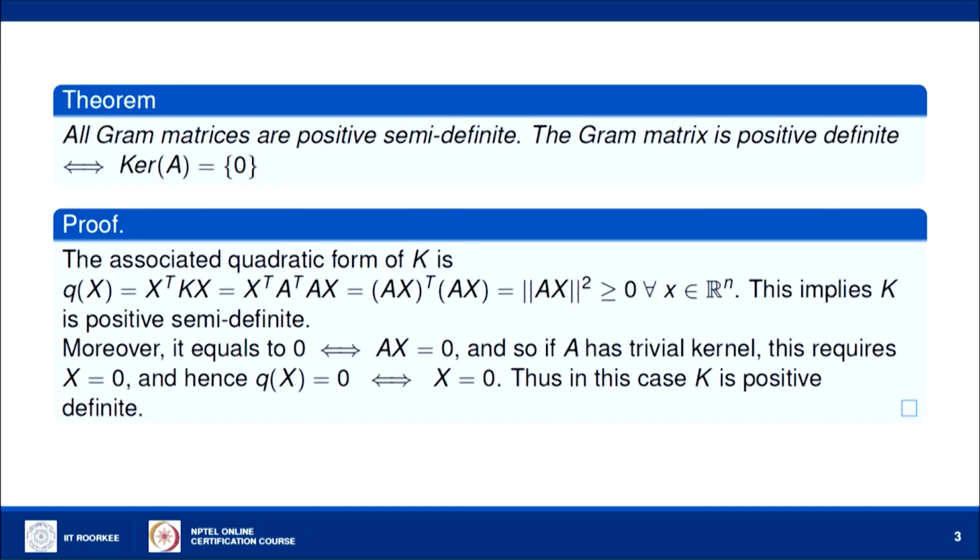Now we have a very important result related to gram matrices. All gram matrices are positive semi definite. Moreover, the gram matrix is positive definite if and only if the kernel of A equals 0, meaning the kernel has only the 0 vector. So let us see the proof of this.